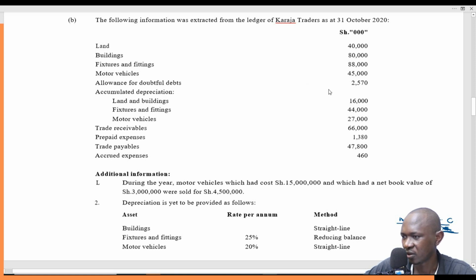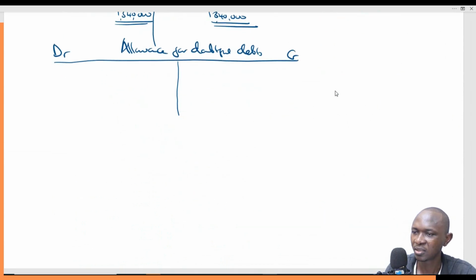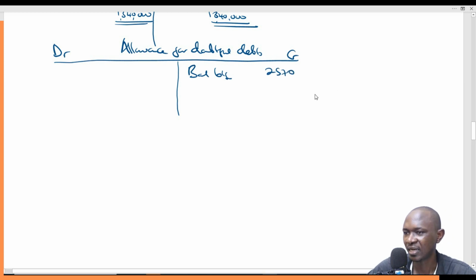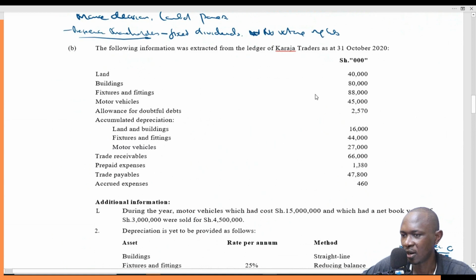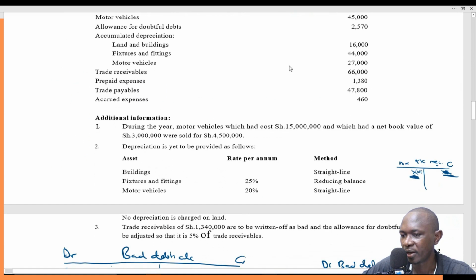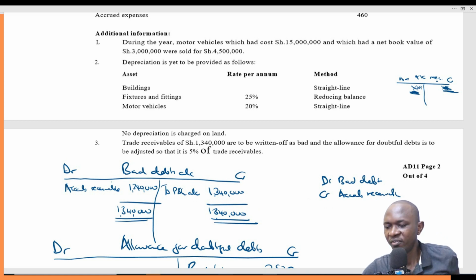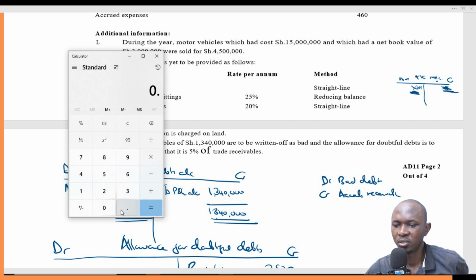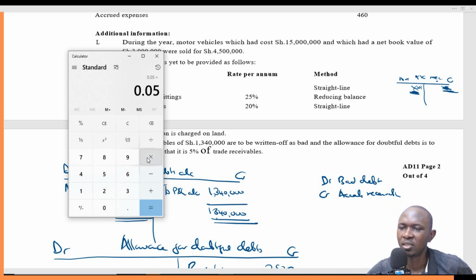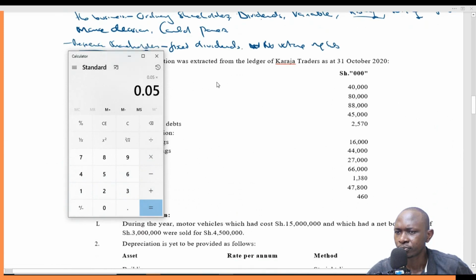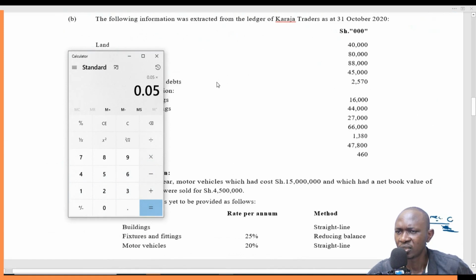So, allowance for doubtful debts, 2570. This will be our balance brought forward, 2570, on the credit side, because it reduces our asset in the debtors. And then what are we supposed to do? Trade receivables of 1340 to be written off as bad, and the allowance for doubtful debts is to be adjusted so that it is 5% of trade receivables. So let's look at 5% of trade receivables. This is 0.05 times trade receivables. What is the figure for trade receivables?